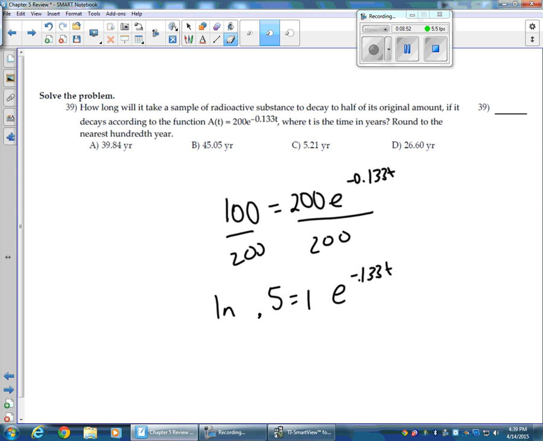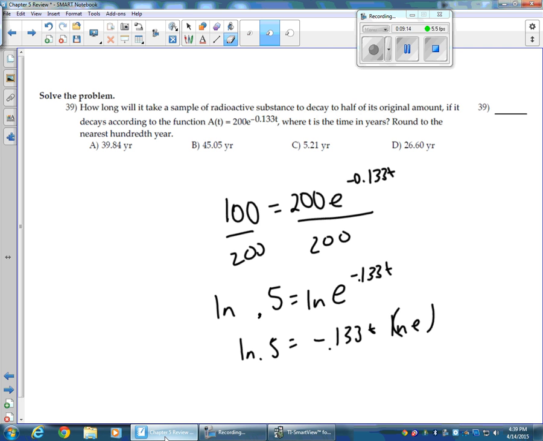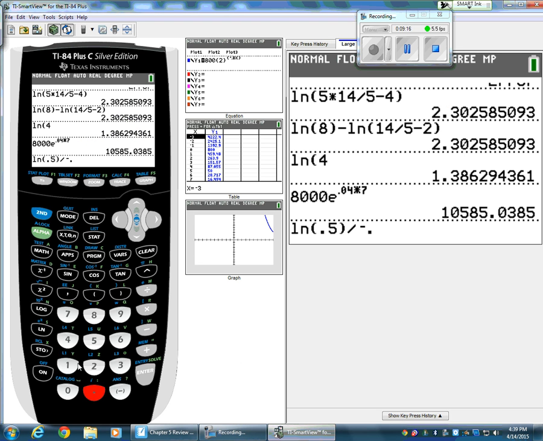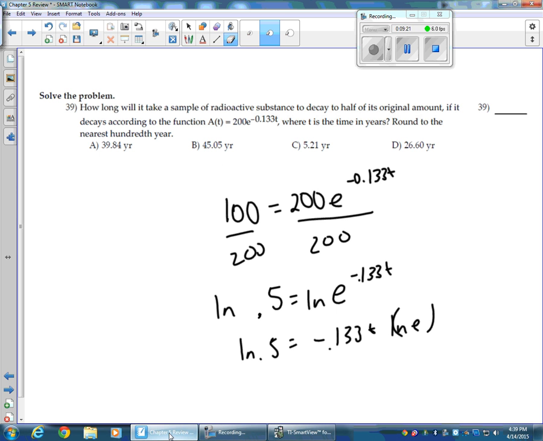I'm going to natural log both sides. Natural log of 1/2 equals natural log of e to the negative 0.133t. So natural log of 1/2 equals negative 0.133t times the natural log of e, which is 1. And I'm going to divide by negative 0.133. So natural log of 1/2 divided by negative 0.133. And I get, if I've done it correctly, about 5 years is how long it's going to take. 5.21 years is my answer, C.